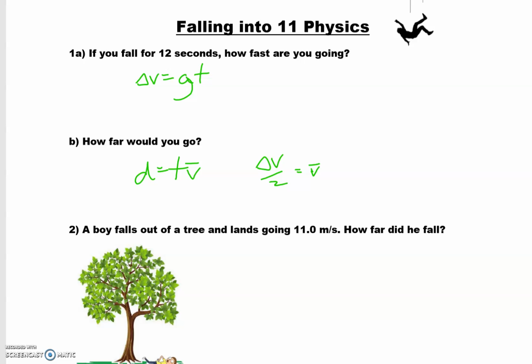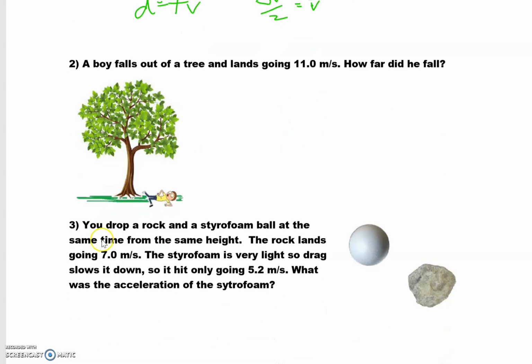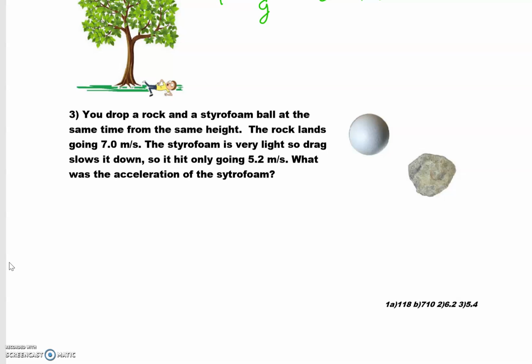So then in question 2, we have a boy falls out of a tree and lands going 11.0 meters per second, and we're looking for how far he fell. Okay, so we're looking for distance again. So what we could do for this one, well, we've got the 11, we know the acceleration, so you could find the time would be the delta v divided by the acceleration, which is g. Once you have the time, to find out how far, it'd be d = t v again, just making sure that you're using the average speed, not the final speed, and that should be able to be used to find out how far he actually fell.